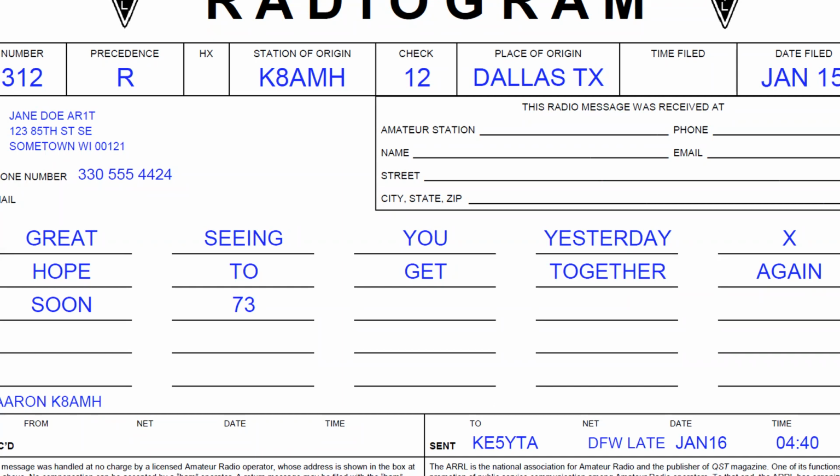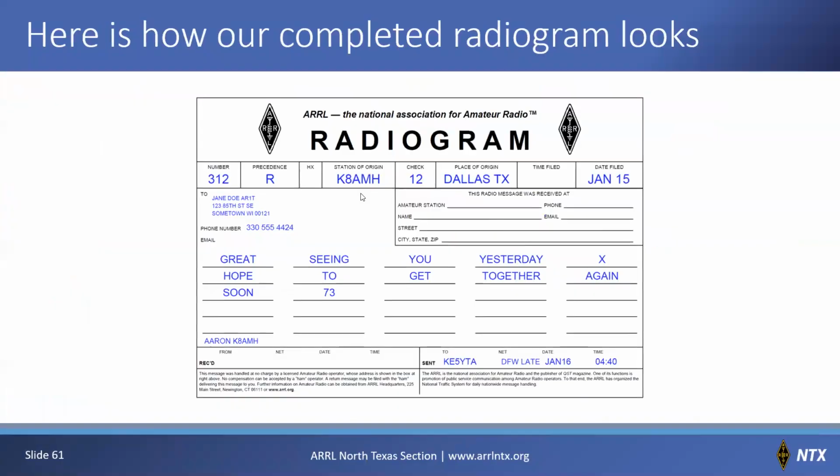Great seeing you yesterday, initial x-ray. Hope to get together again soon. Figures 7-3. Break. And then I'd again wait for them to come back and tell me go. Aaron, amateur call, Kilo 8 Alpha Mike Hotel, end 312. No more. How copy? And I get good copy, or I Roger 312, and that type of thing. And so that's how that would end to end flow through the system.